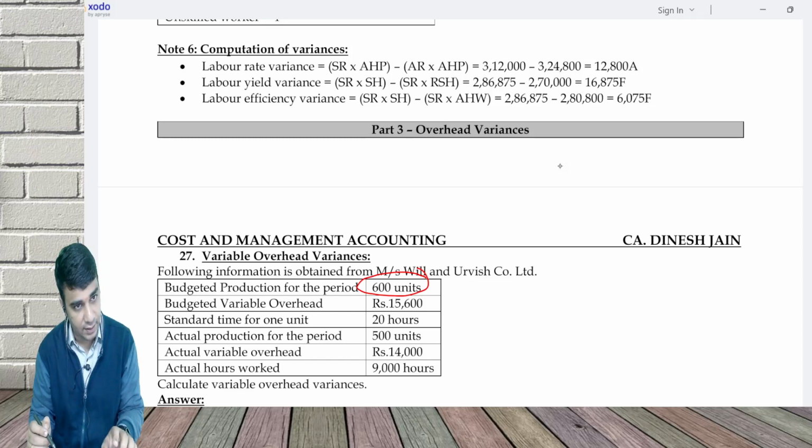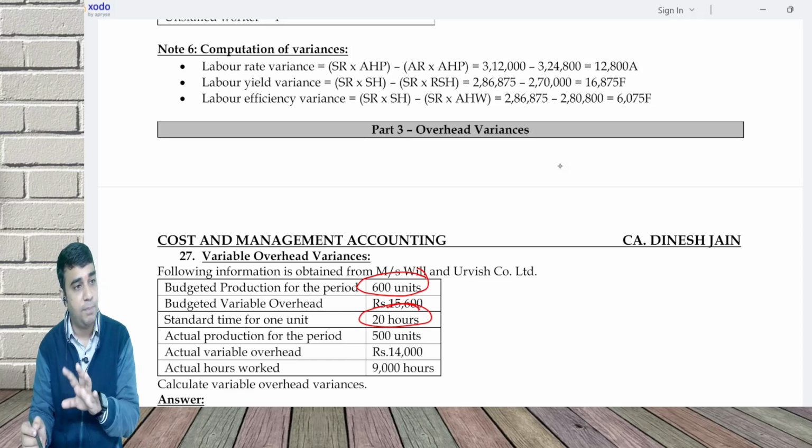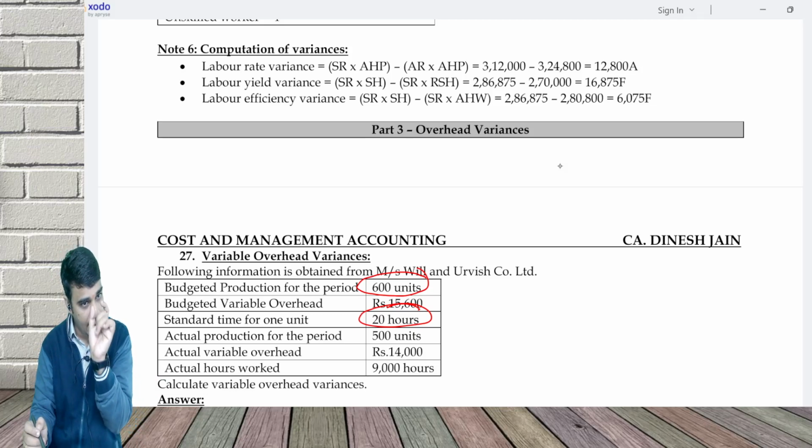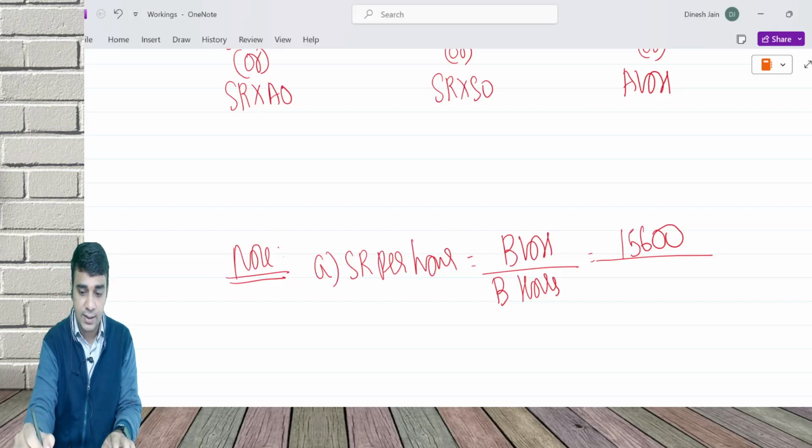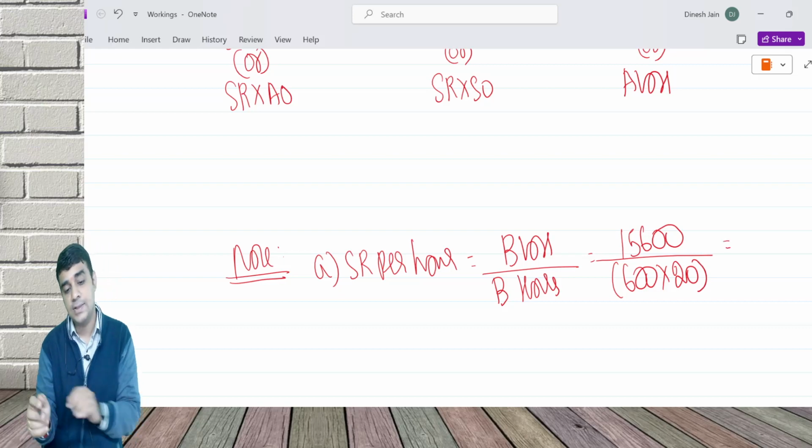So budget is 600, budgeted hours is 600 into 20. Standard time per unit or budgeted time per unit, all are the same. When I initially started with an example of budgeted cost and standard cost, you used the same per unit cost and multiplied and got me the answer. So that example is what you will have to keep in mind. Standard time per unit, budgeted time per unit, standard profit per unit, budgeted selling price per unit, standard selling price per unit: there is no difference between standard and budget. So the denominator is 600 into 20.